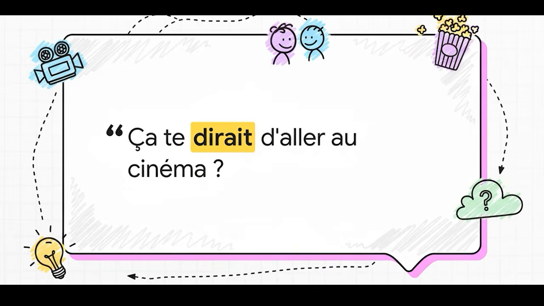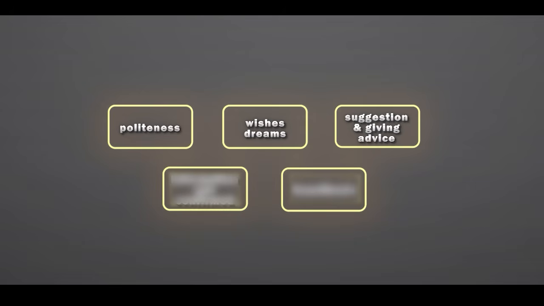Oh, this is a fantastic one. It's a super common and casual phrase for making suggestions. Ça te dirait de. It basically means how about we, or would you be up for? It's so friendly and natural when you're making plans with someone. So, ça te dirait d'aller au cinéma means something like, hey, what would you say if we go to the cinema together? Or would you be up for going to the cinema?